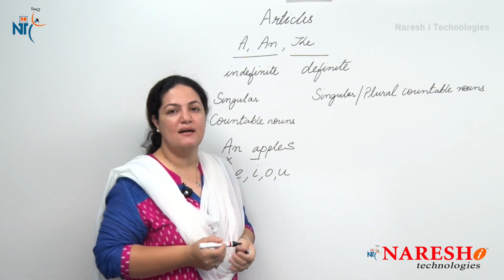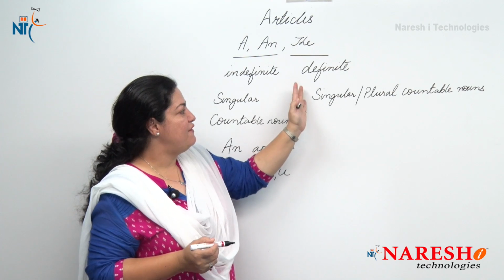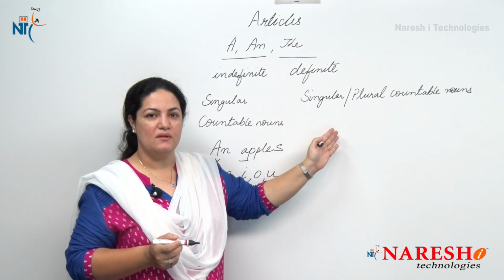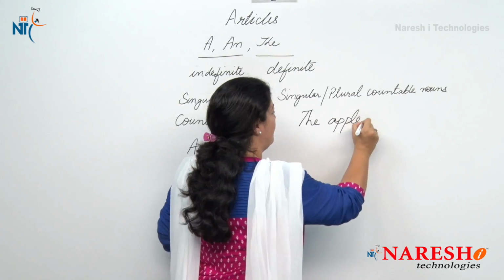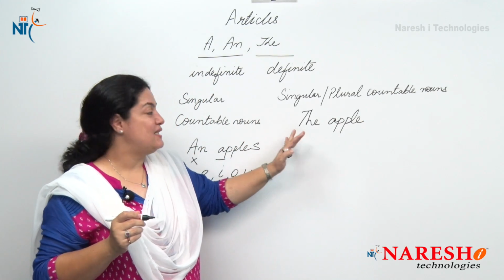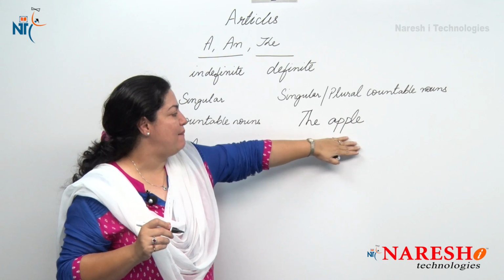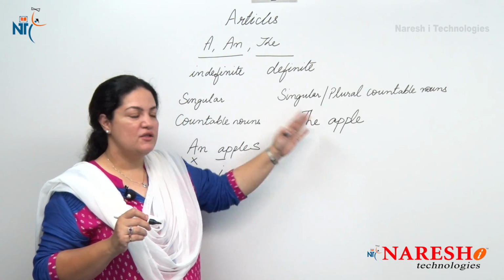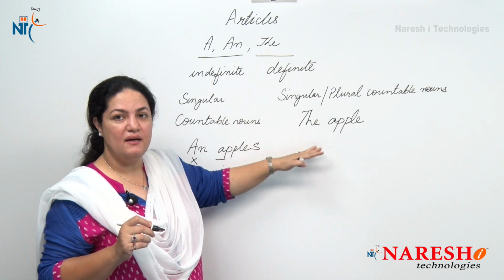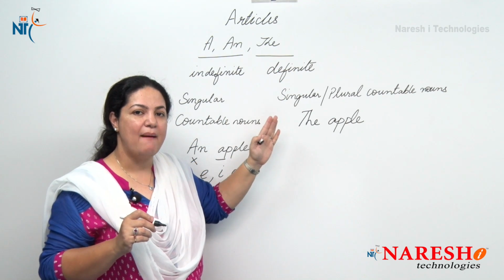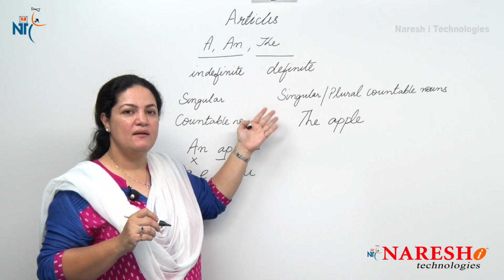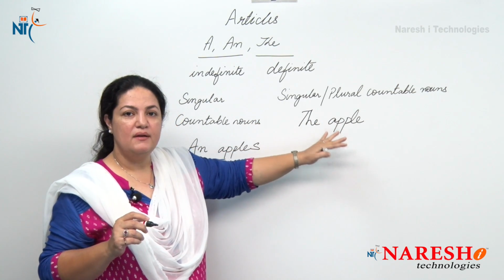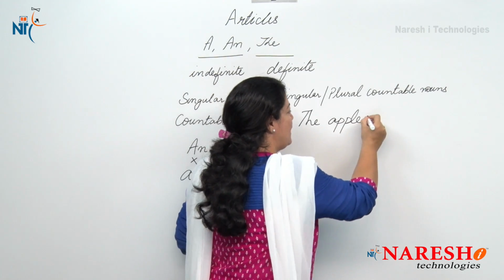When do we use the definite article here? Definite article can be used both for singular and plural countable nouns. So here I can say the apple. Is it possible? Yes, because now here apple is singular, I am saying the apple. The apple I ate in the morning. Here I am using the definite article the because I am talking about a specific apple. Which apple? The one I ate for breakfast. So it's the apple.